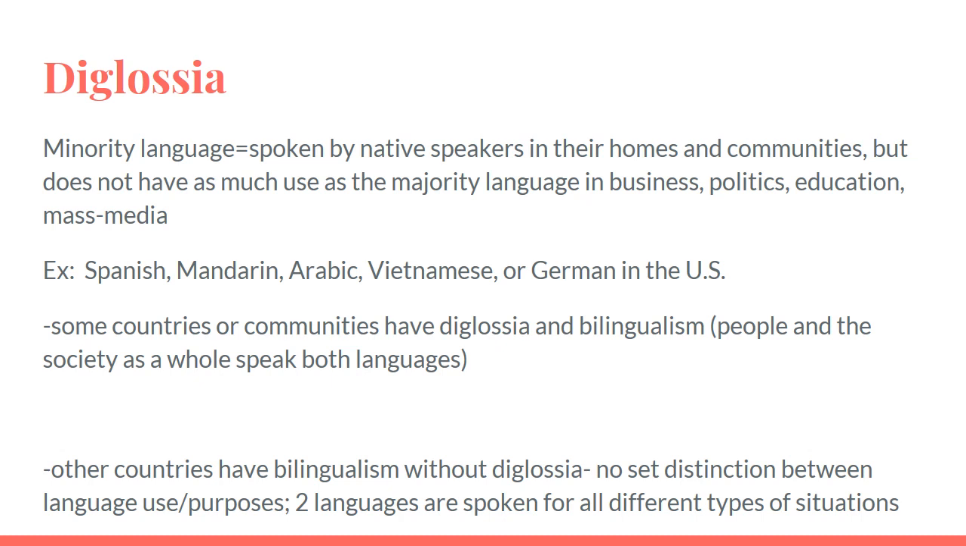So in the Panhandle area, we would have communities that have both diglossia and bilingualism, especially with Spanish-speaking communities, and maybe also in many refugee communities in the Panhandle. They would be diglossia and bilingual communities because they would speak their native language and also English.